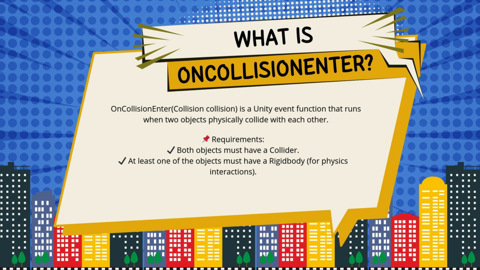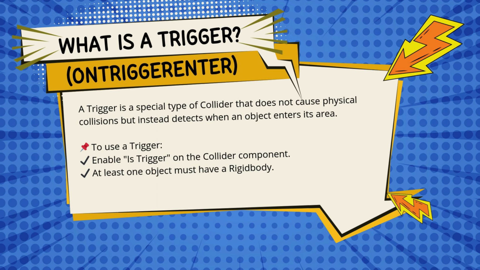What is a trigger? OnTriggerEnter. A trigger is a special type of collider that does not cause physical collisions, but instead detects when an object enters its area. To use a trigger, enable Is Trigger on the collider component. At least one object must have a rigidbody.